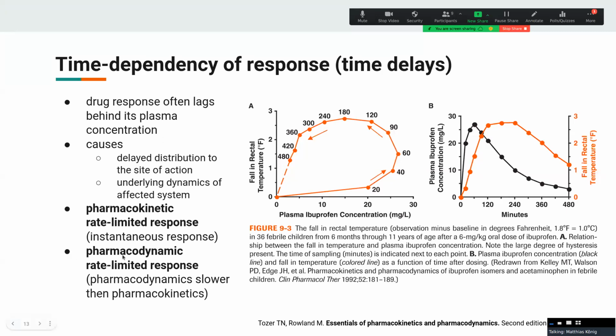The other case is a pharmacodynamic rate limited response. It means that the pharmacodynamics are much slower than the pharmacokinetics, and then the actual rate limiting part is the change in biological response.